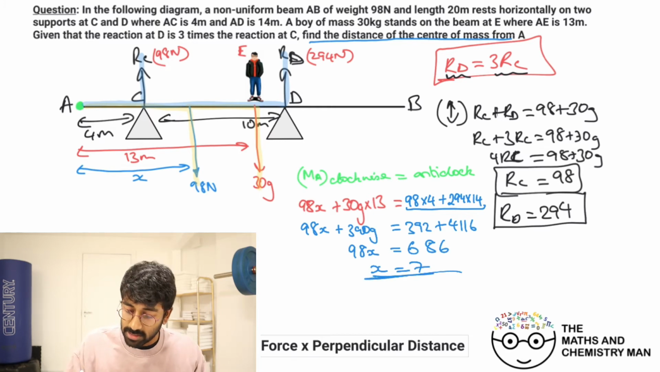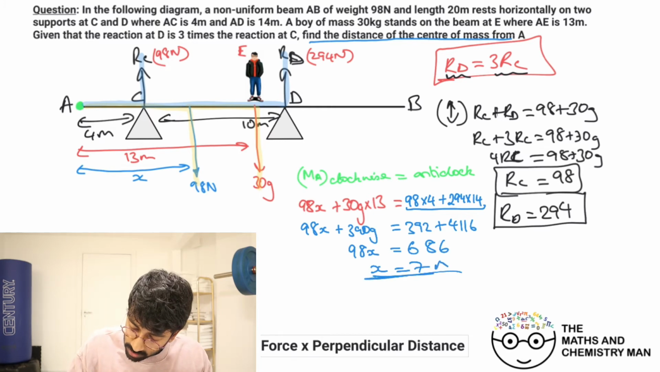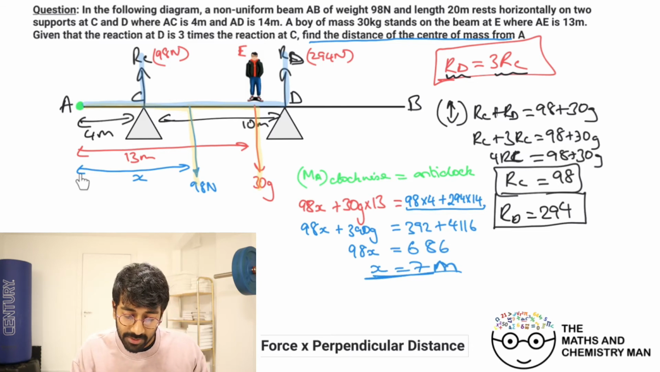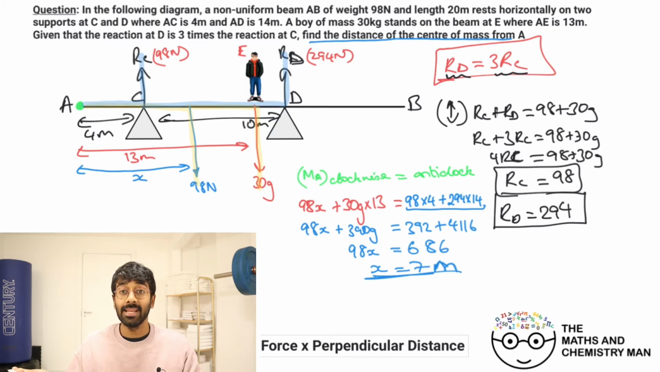What's that telling us? That's telling us that this 98 newtons is 7 meters from A. And remember, look what we said here. We said the length was 20 meters. So clearly, this is not a uniform rod because it's at 7 meters. If it was uniform, it means that the weight would have been acting at 10 meters. So bam, in the middle, but it's not, as expected.